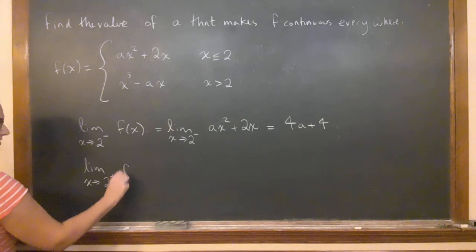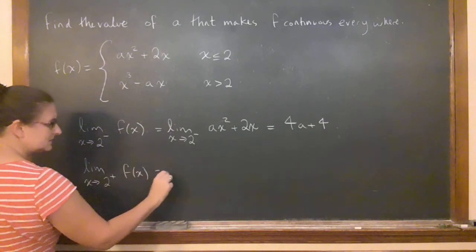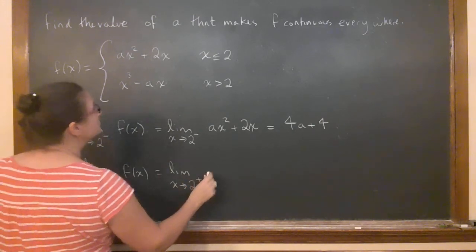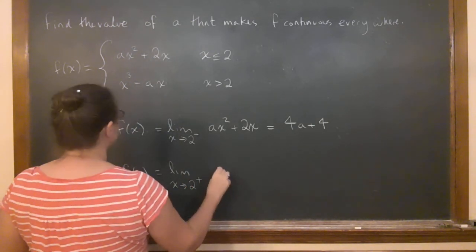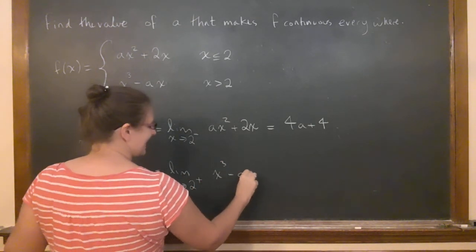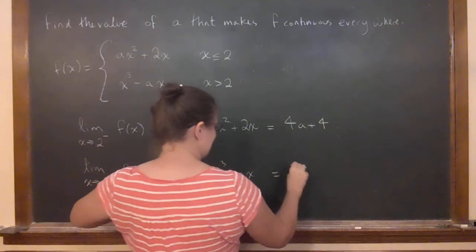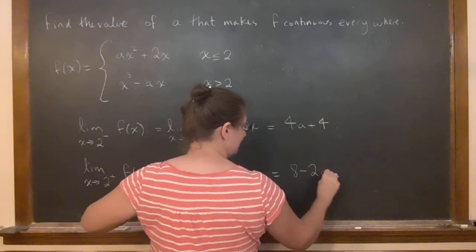Same deal from the other side. Now my formula is different because I'm on the right-hand side of 2. So I've got this x cubed minus ax here. So now if I put in 2, I'm going to get 8 minus 2a.